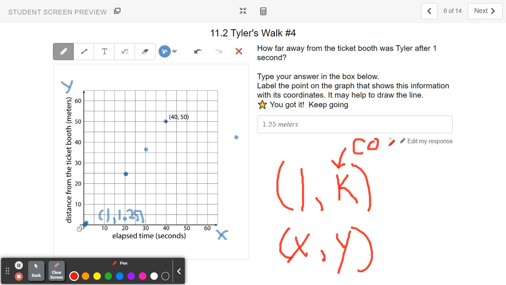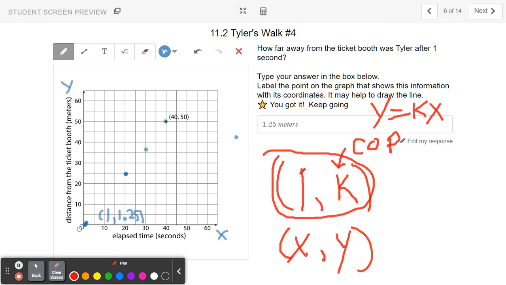That's the letter we use for COP, right? Remember the equation for proportional relationships looks like y equals k, or the COP, times x. Okay? And so we know no matter what, if we figure out what the 1 is for the x value, we know the y value will be the COP for that graph. Okay? We're going to use that to move on.